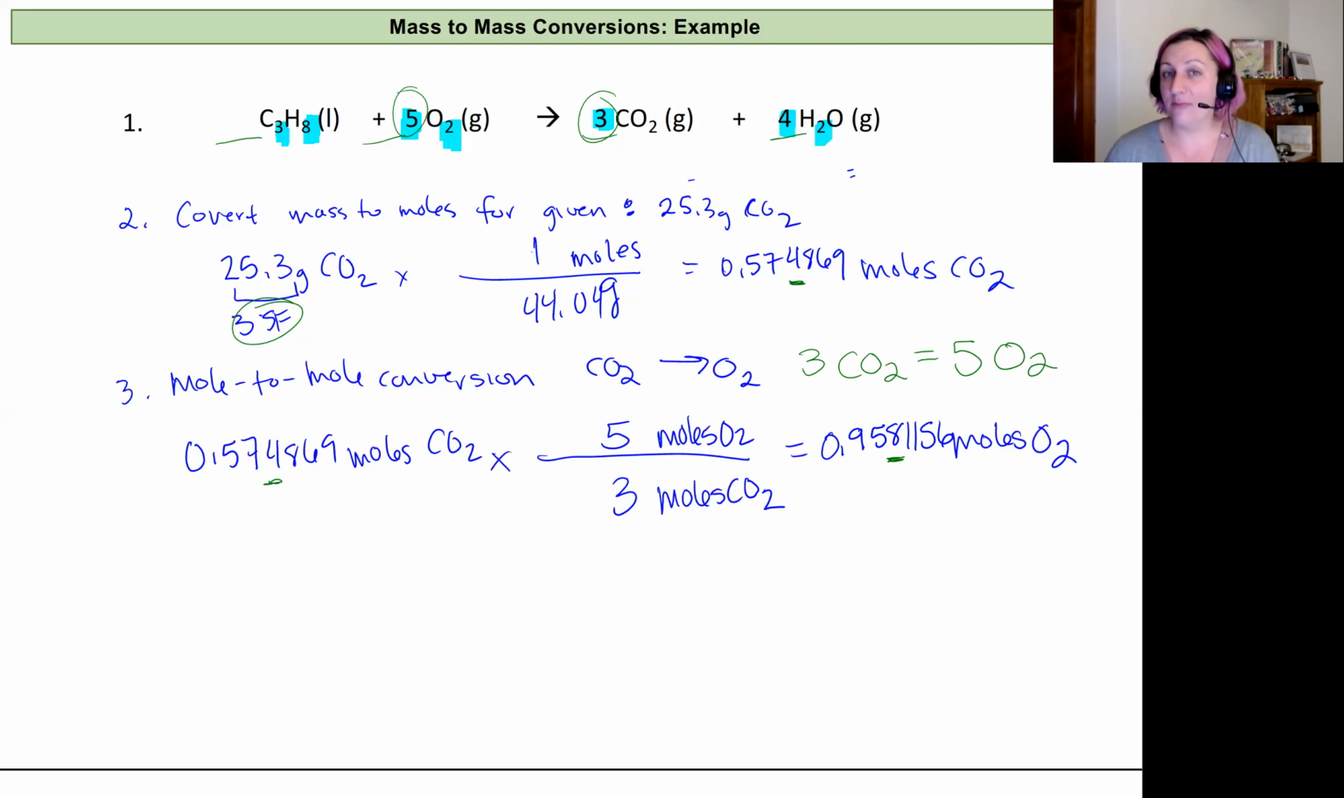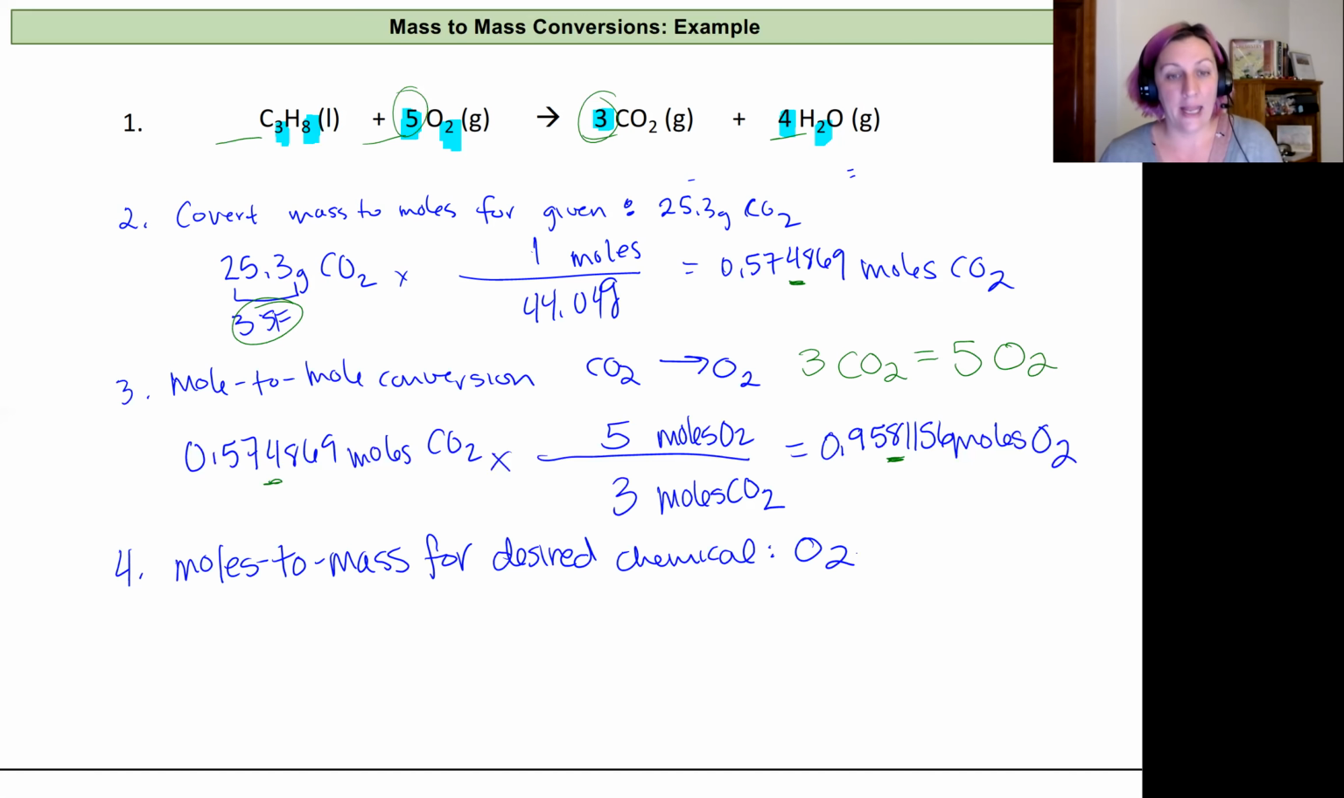So now that I have moles of oxygen, I at least have an amount of the molecule that I'm interested in, right? And we wanted to know the amount of oxygen. But we need this in mass. So now we're going to convert moles to mass. And so we are starting with our 0.9581156. And that is our moles of oxygen.